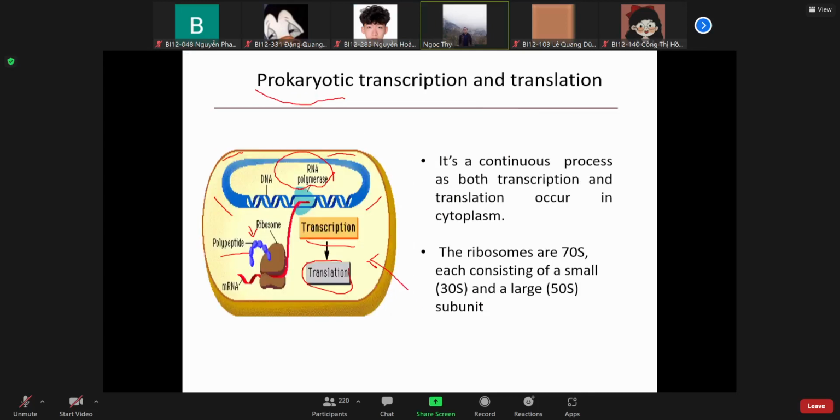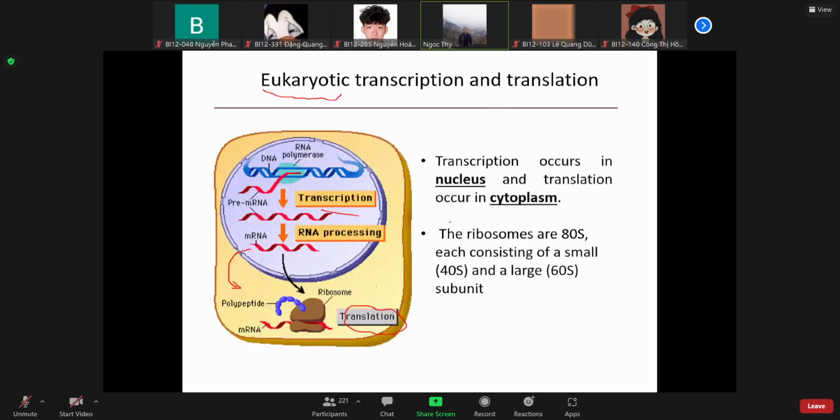And one more thing is that the ribosome in the prokaryotic cell is a little bit smaller, at 70S, where S is a unit of centrifugation, named after the scientist who invented this unit, and it consists of two subunits: the small one, 30S, and the large one, 50S. Meanwhile, the ribosome in the eukaryotic cell is a little bit larger, at 80S, combining the small 40S and the large 60S.